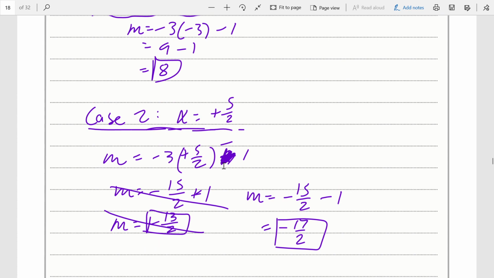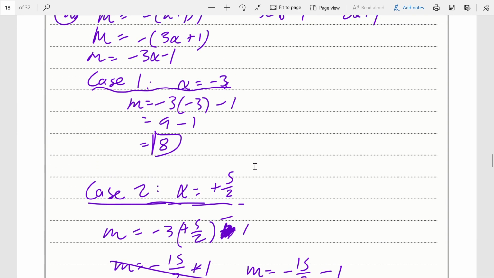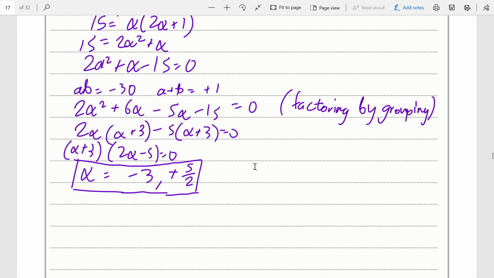So you do the casework here, you make clear which case is which so that the examiner knows which case he's marking. And that's about all I have to say for this question.